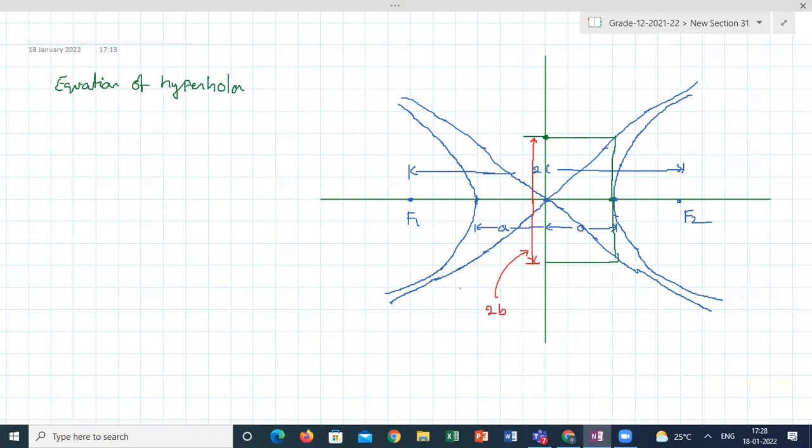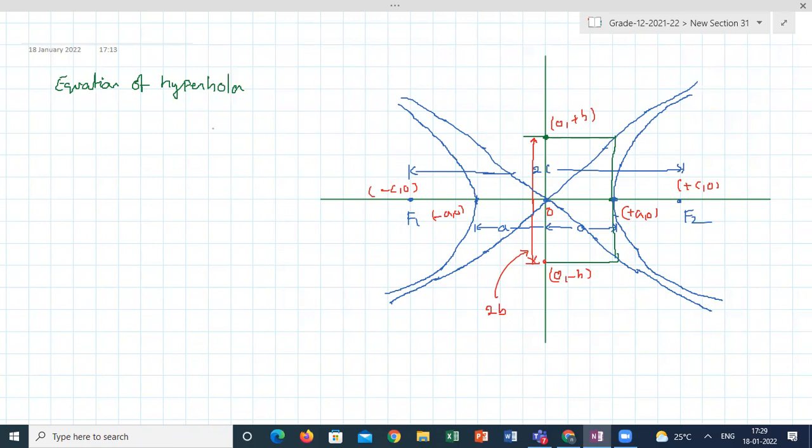This is a given data. With the help of this, I have to calculate. This is the origin. From here, this is minus c comma 0. This is plus c comma 0. And this is plus a comma 0, minus a comma 0. And this is 0 comma plus b, 0 comma minus b. These are the points I am having.